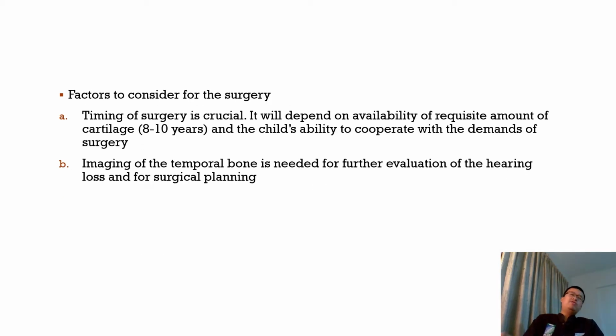Now, factors that we need to consider for the surgery. Timing is crucial. You want to ensure that there is the requisite amount of cartilage, so we try to delay until the patient is roughly about 8 to 10 years old. And of course, the child's ability to cooperate with the demands of surgery. It's not a single surgery. It may require multiple surgeries. Imaging of the temporal bone is needed for further evaluation of the hearing structures like the inner ear, as well as surgical planning.